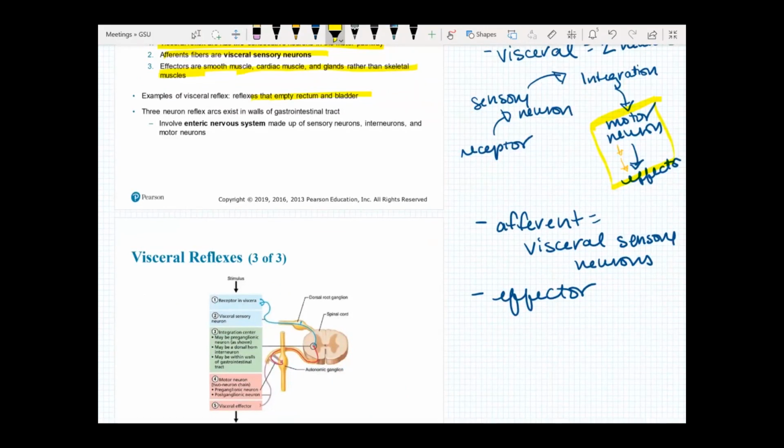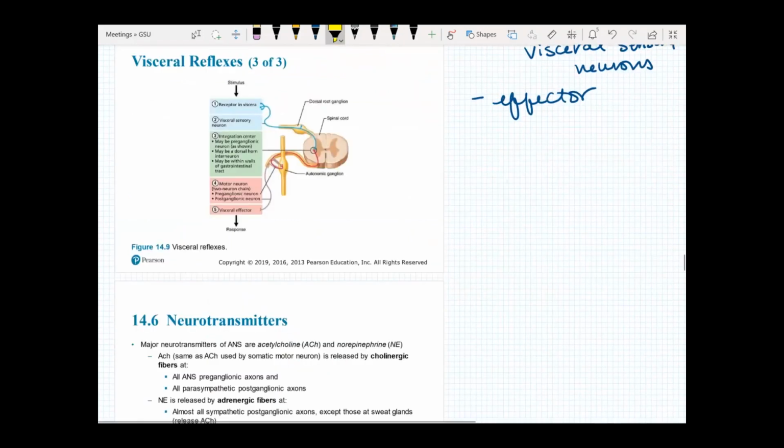So a 3-neuron reflex arc will actually exist in your GI tract, and this is a really big, important area of research right now. If there's any interest in leaky gut syndrome or IBS, it's this enteric nervous system, which is made up of sensory neurons, interneurons, and motor neurons. That is what is responsible for your GI tract visceral sensory reception. So again, it's got the same 5-step process. It's just going to be a little bit different in a couple different ways.